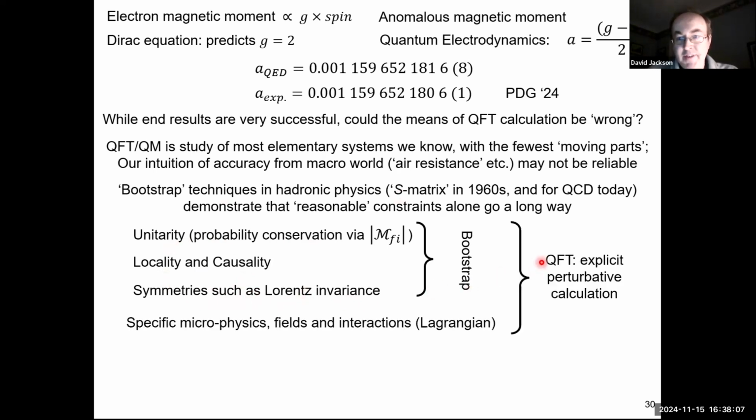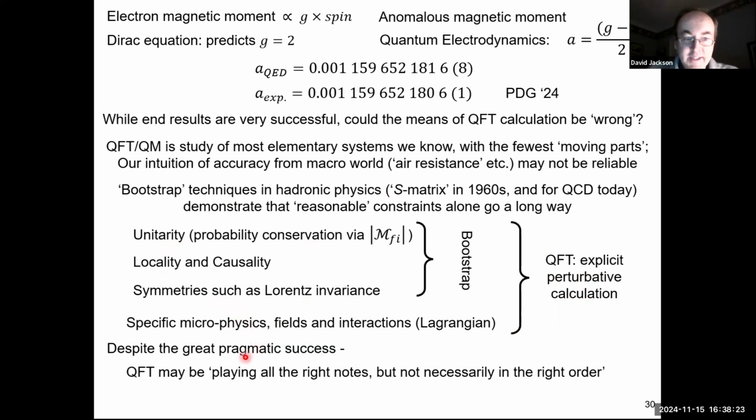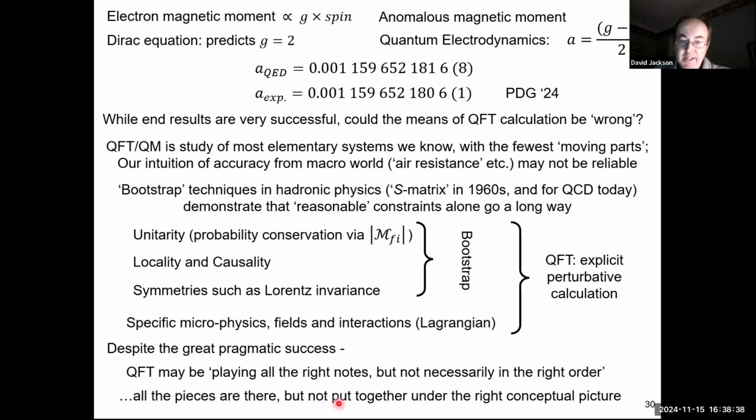And the only thing that quantum field theory really adds is specific fields and interactions of a Lagrangian and then perturbative calculation. And these could just be considered a more exhaustive set of constraints, basically. But I think there's a possibility that despite the great pragmatic success, quantum field theory, to coin a phrase, could be playing all the right notes, but not necessarily in the right order. It has all the right constraints. It's just forcing something out, but it's not necessarily the right way of doing it. So I think there is a logical possibility that quantum field theory and quantum mechanics could be reformulated.